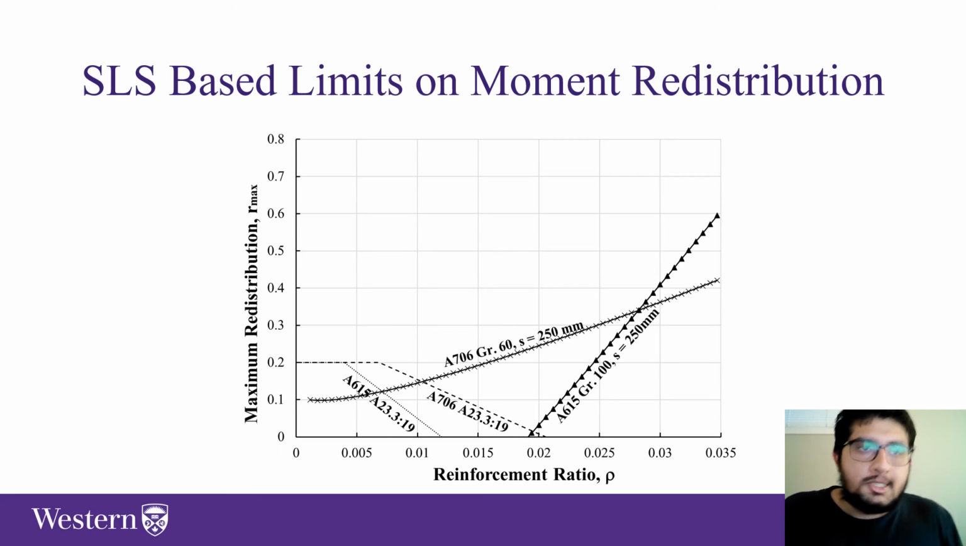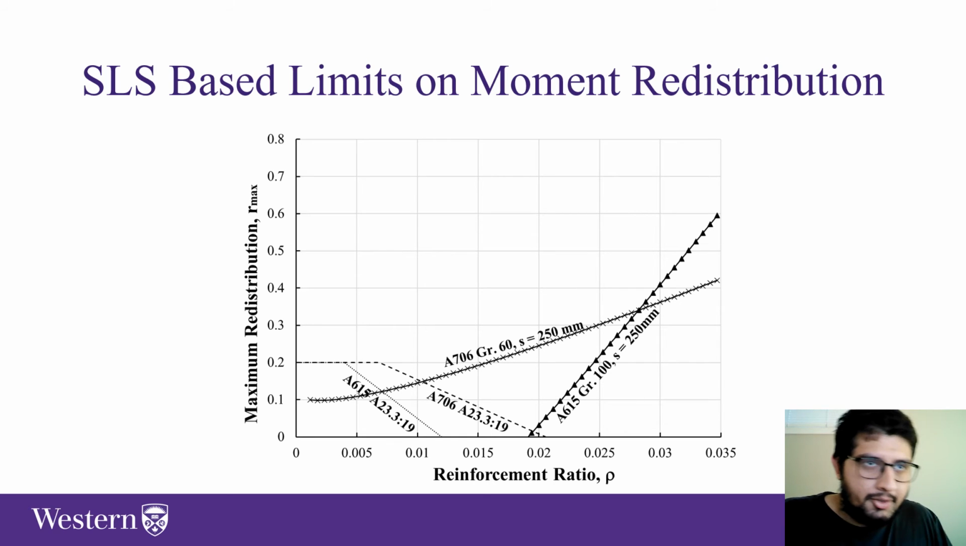If we add in the maximum permissible moment redistribution in beams, which satisfies the ACI 318 criteria, in beams reinforced with A706 grade 60 and A615 grade 100 steel with reinforcement bar spacing up to 250 millimeters, then the 8.2.3.3 limit is not conservative because it's allowing a total moment redistribution at ultimate limit state to exceed the serviceability limit state, so serviceability isn't being satisfied.